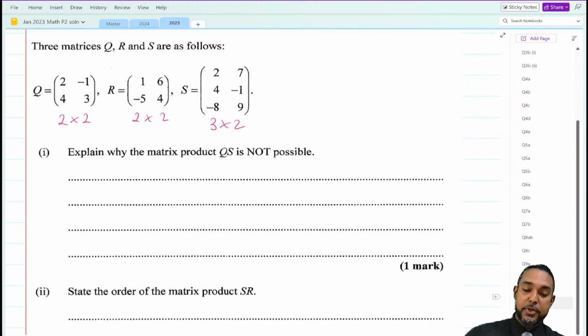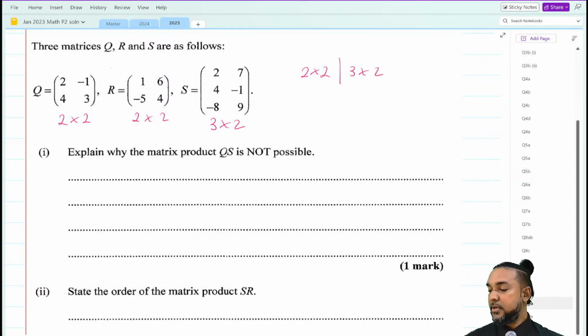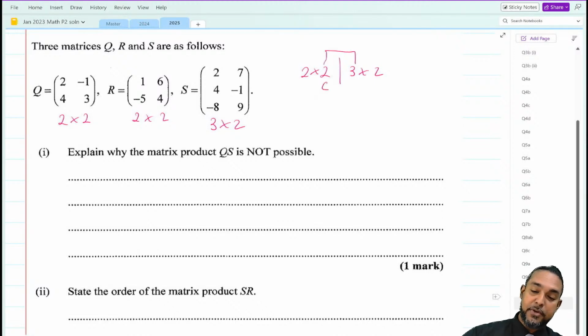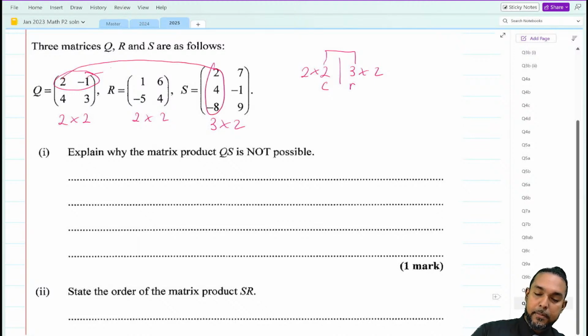Right. So explain why it is not possible. So QS. If you multiply Q by S, you're multiplying a 2 by 2 by a 3 by 2. But for matrices to be compatible for multiplication, these two numbers have to be the same, right? As in the number of columns in the first matrix has to be equal to the number of rows in the second matrix. Because if you were to multiply row by column, it multiplies 2 by 2, minus 1 by 4, but then it has nothing to multiply by minus 8.